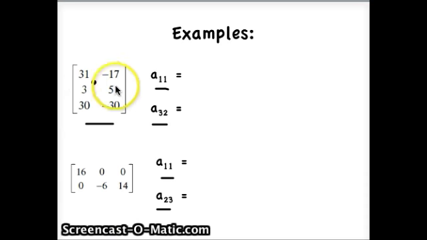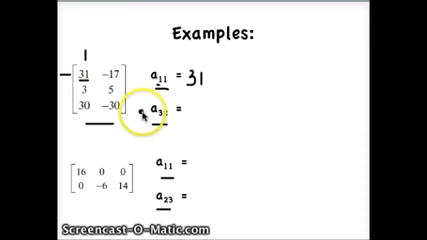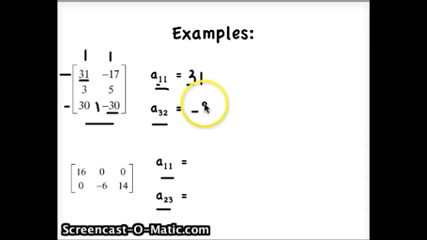Okay, you should have paused your video and filled in the A11 and A32 for this matrix. Let's go over it. A11 would be first row, first column. So our first row is here, and our first column is here. So the variable we're looking for is 31. So 31 should have been your A11 for this matrix. A32 would be third row and second column. So negative 30 should have been your A32 for this matrix.